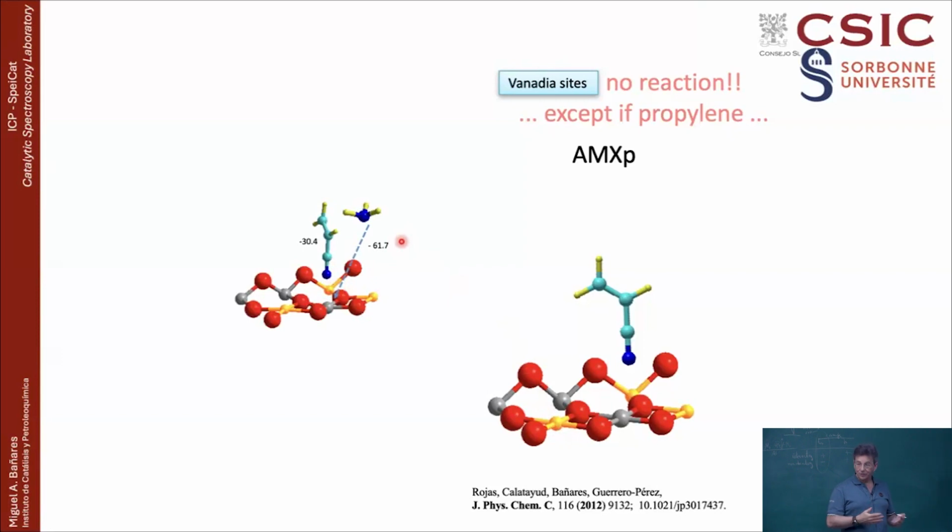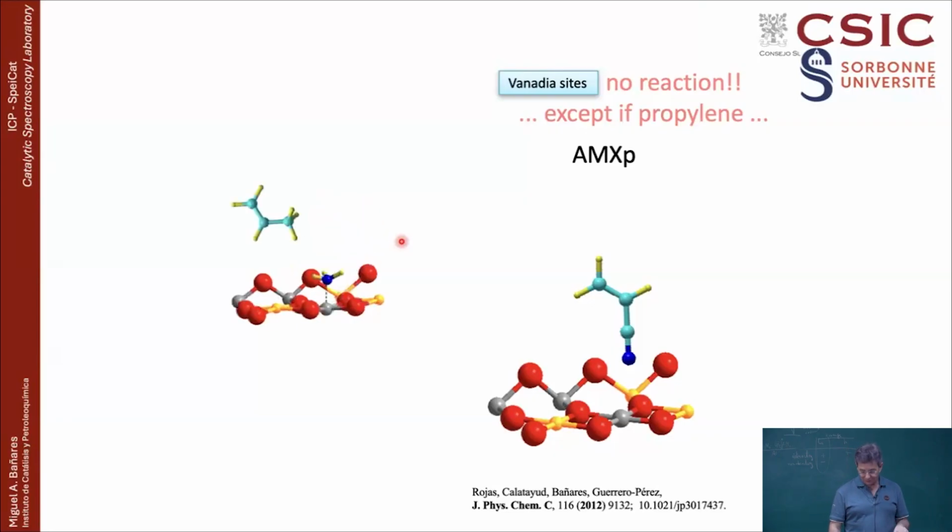So according to these calculations, propylene oxidation may occur on the vanadium antimonate. That's very nice, but we are feeding propane, we are not feeding propylene. So how can we go around that? Because we are not really feeding propylene, or are we?